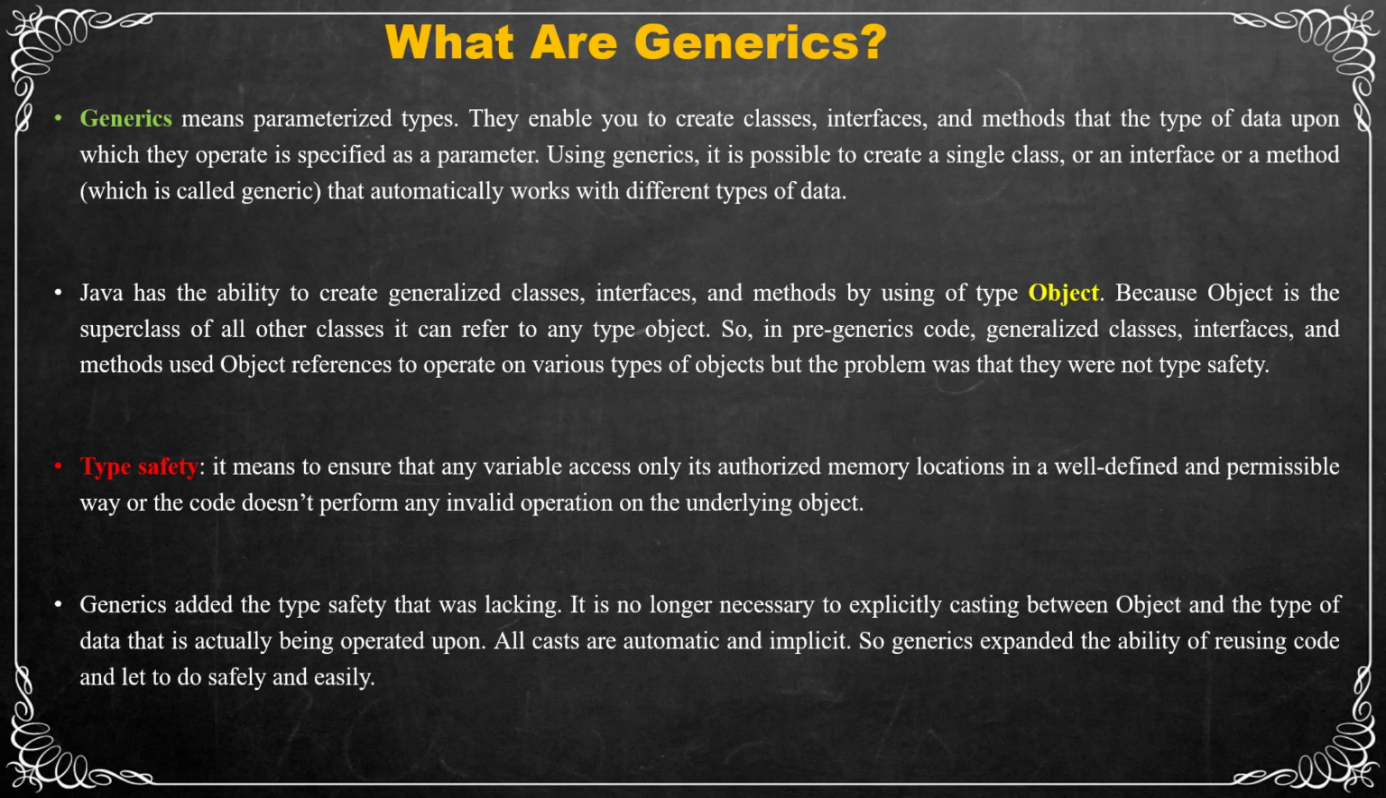It is no longer necessary to explicitly cast between Object and the type of data that is actually being operated upon. All casts are automatic and implicit. So generics expanded the ability of reusing code and led to type safety and ease. Let's do some examples.